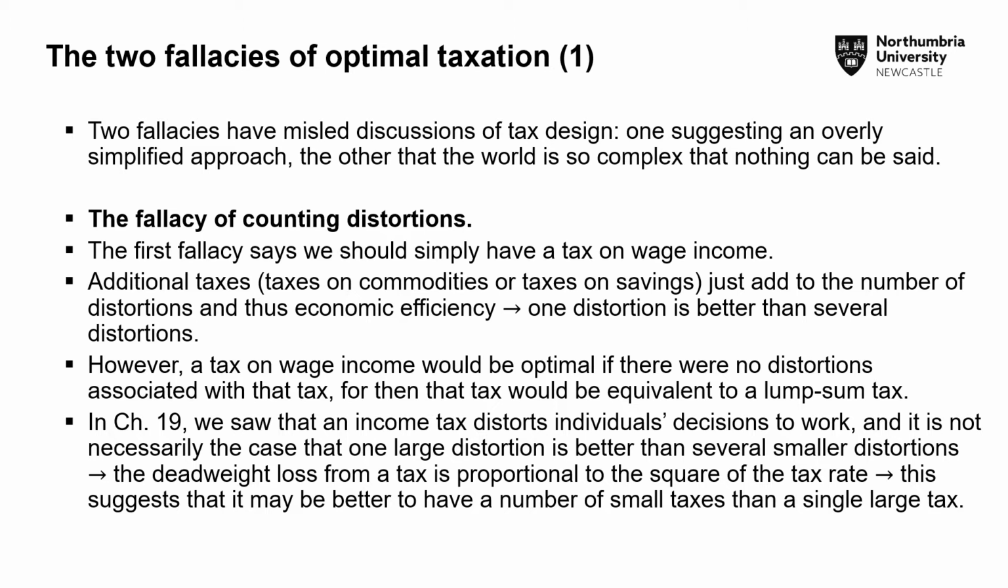To demonstrate, recall from the previous lecture what we showed, using that formula, is that the deadweight loss from a tax is proportional to the square of the tax rate. Therefore, the larger the tax rate, the larger the deadweight loss. So it might make sense to have a number of small taxes as opposed to a single large tax, because the total deadweight loss arising from those small taxes might be lower than that arising from a single large tax.